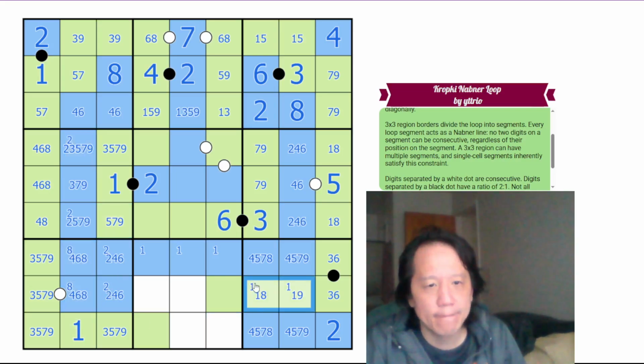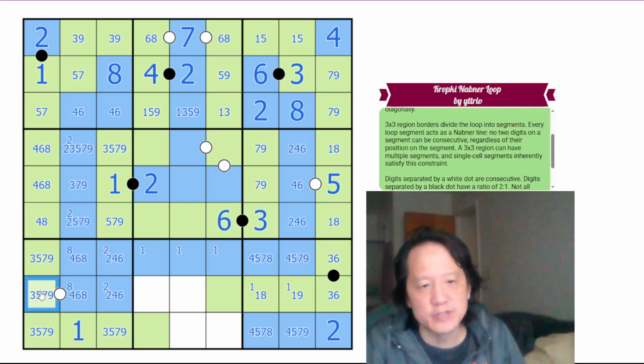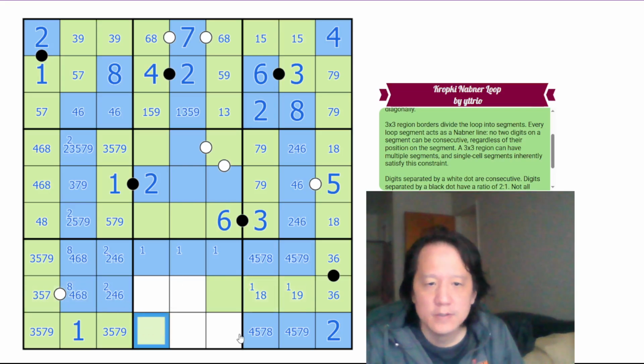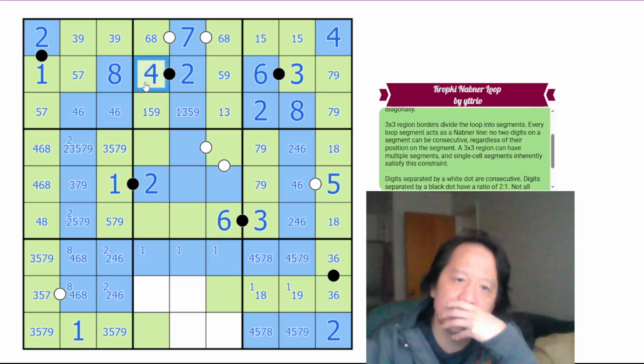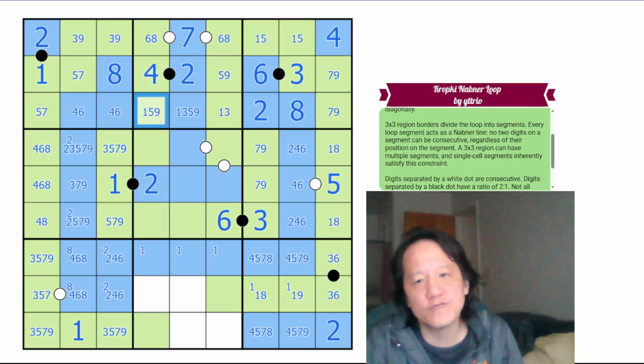This cannot be 9 here because if this is 9, that forces this to be 8, and therefore these would both be 1s. 4 cannot be consecutive with 5, so therefore this can't be 5.